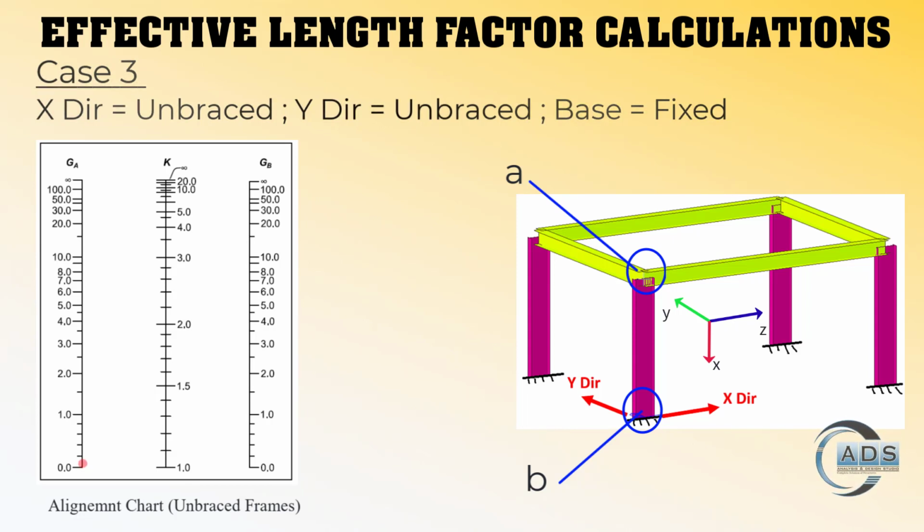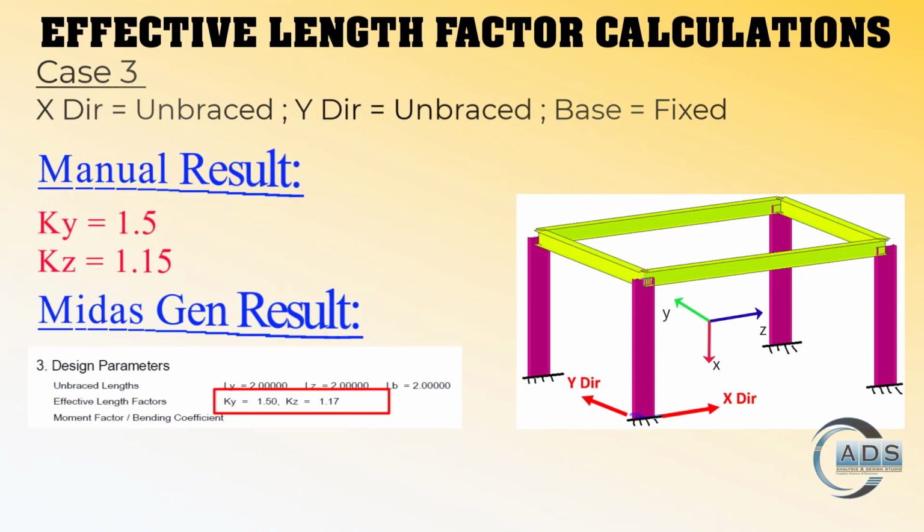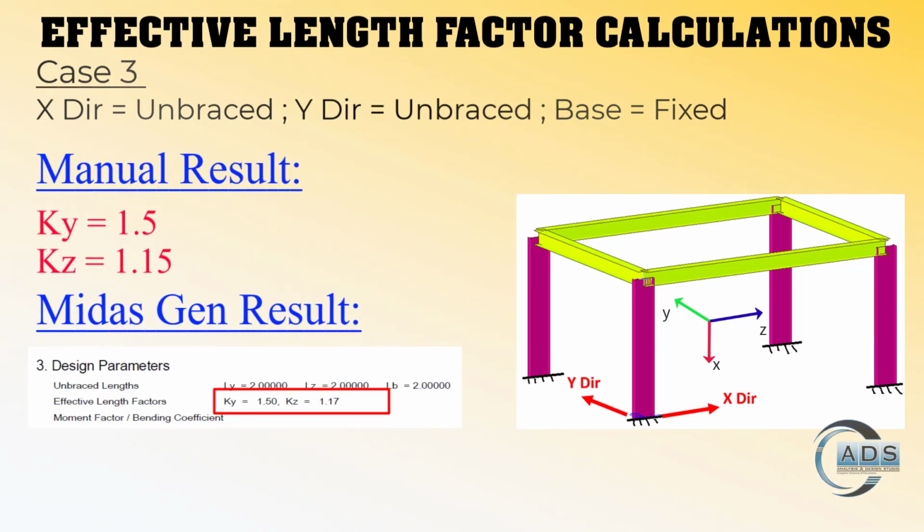Mark GA and GB on the corresponding scales and join the points by a line. We can see that the intersecting point is nearly about 1.15. Hence KZ is 1.15. Midas Gen also calculated nearly the same values.